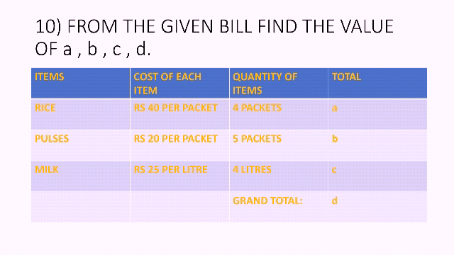And D is the grand total, meaning total cost of 4 packets of rice, 5 packets of pulses and 4 liters of milk. That is the total of A, B and C. Clear? So find the value of D. Solve the sum and let me know the answers in the comment section.